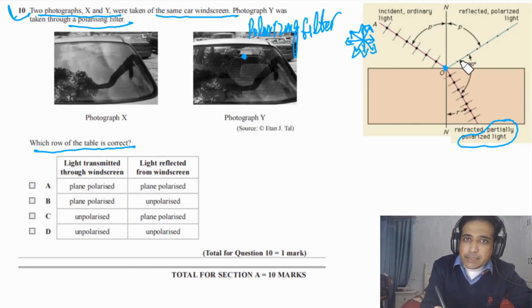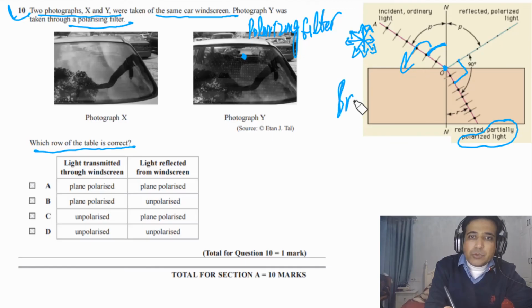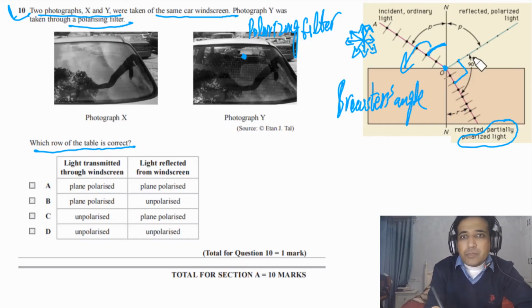If the angle between the reflected light and the transmitted, refracted light is 90 degrees, this is actually called the Brewster angle. So the angle of incidence, this angle, is the Brewster angle. It is named after the scientist who discovered this phenomenon. If this angle is 90 degrees, we call the angle of incidence the Brewster angle.